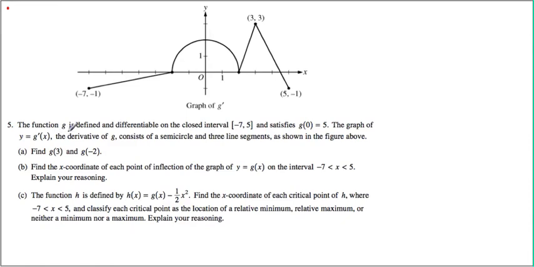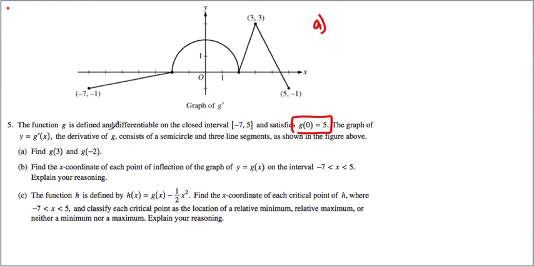So here we have function g is a differentiable function from -7 through 5. And they gave you one initial condition here, g of 0 is equal to 5, where the graph that's given is g prime. Notice that. Now, then find g of 3. So let's try to look at part A first.